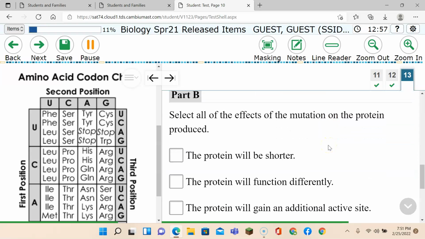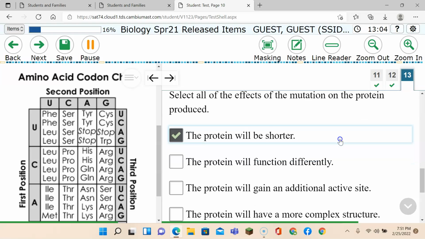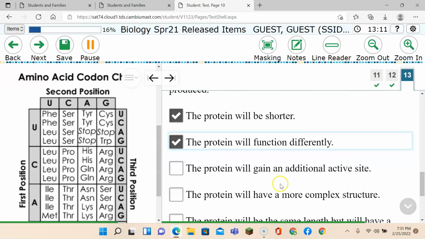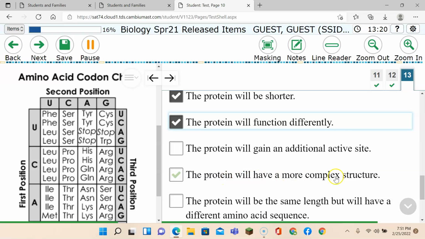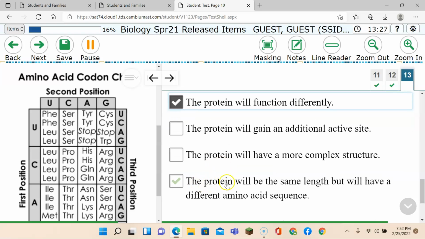Select all the effects of the mutation on the protein produced. Well, since there's a stop codon, the protein is going to be shorter, and the protein, because the amino acid sequence is going to be different, will function differently. The protein will gain an additional active site? No, it's been shortened. Nothing's going to be additional. The protein will have more complex structures? No, it's not going to be any extra things involved with it because it's gotten shortened. The protein will be the same length, but will have different amino acid sequences.